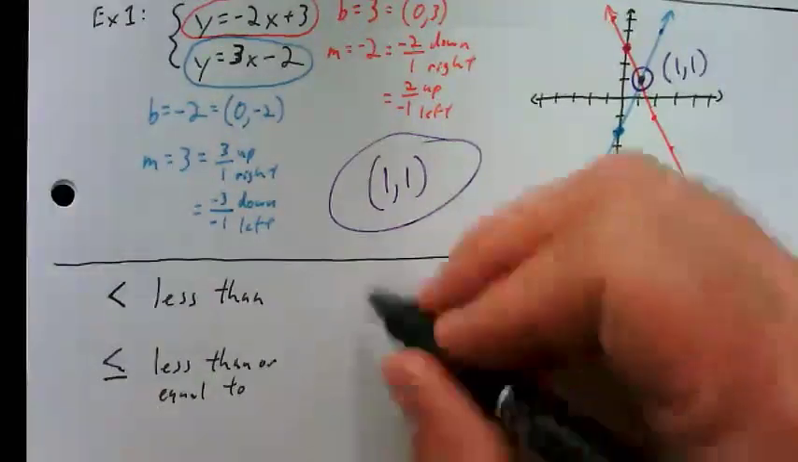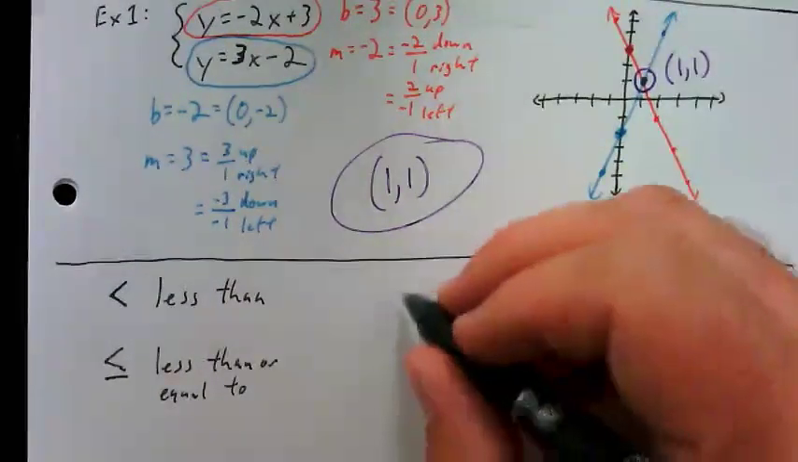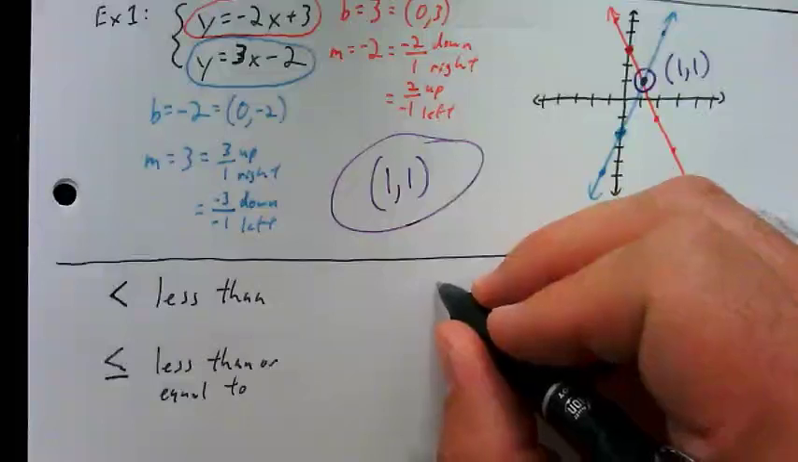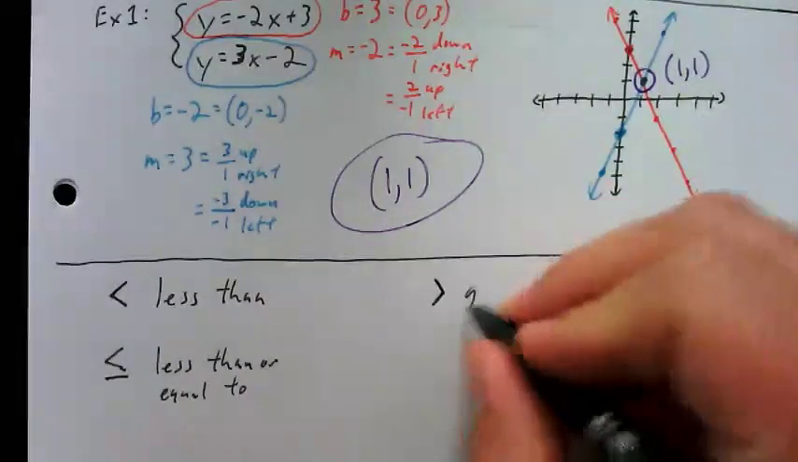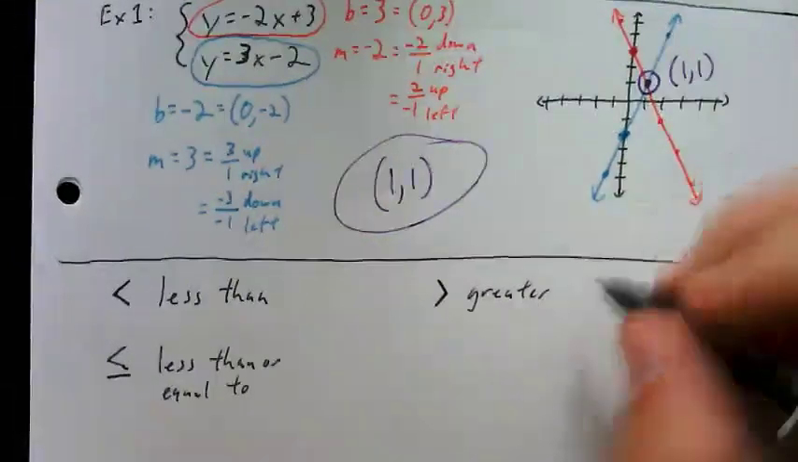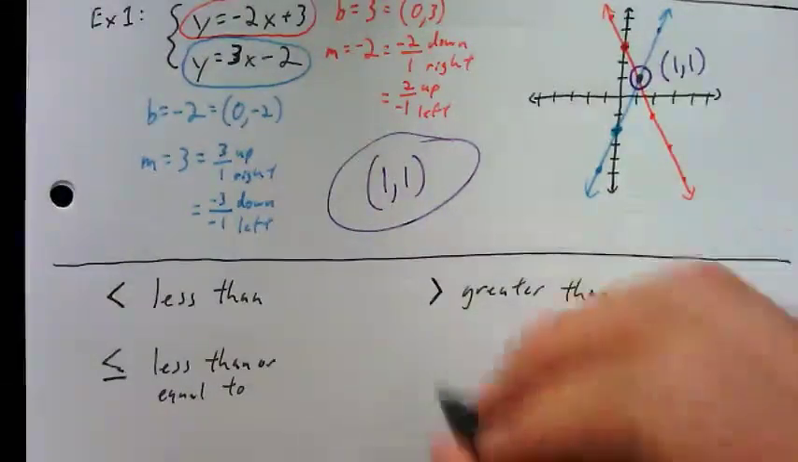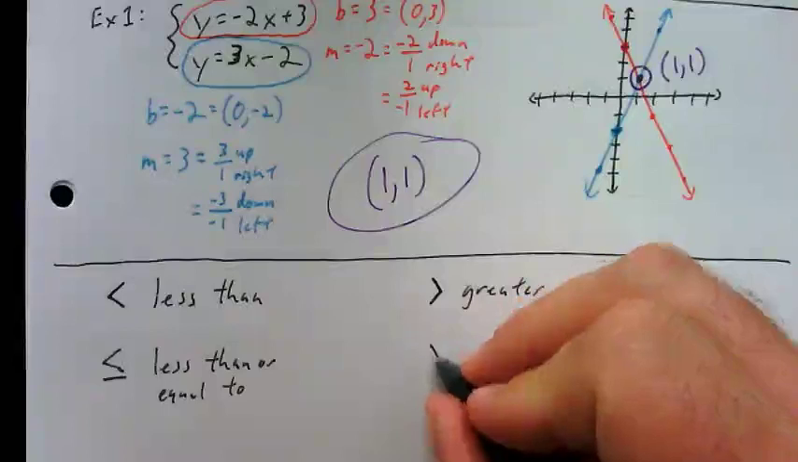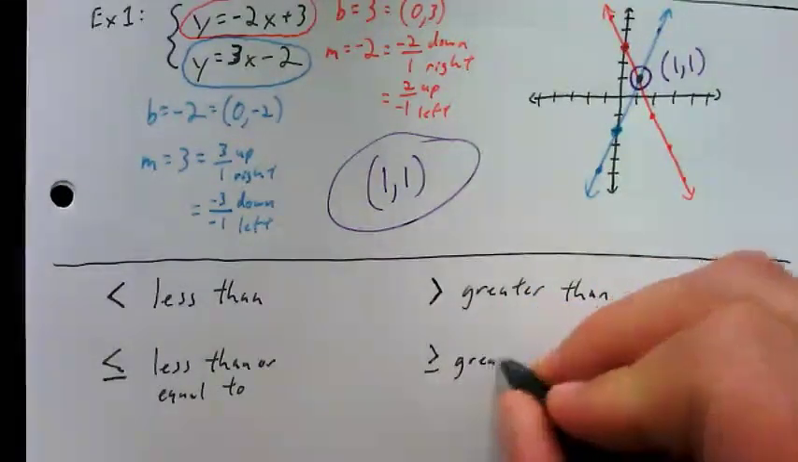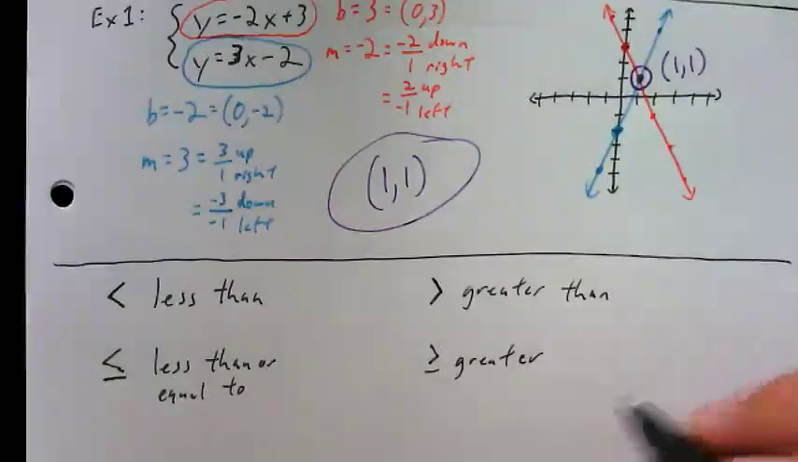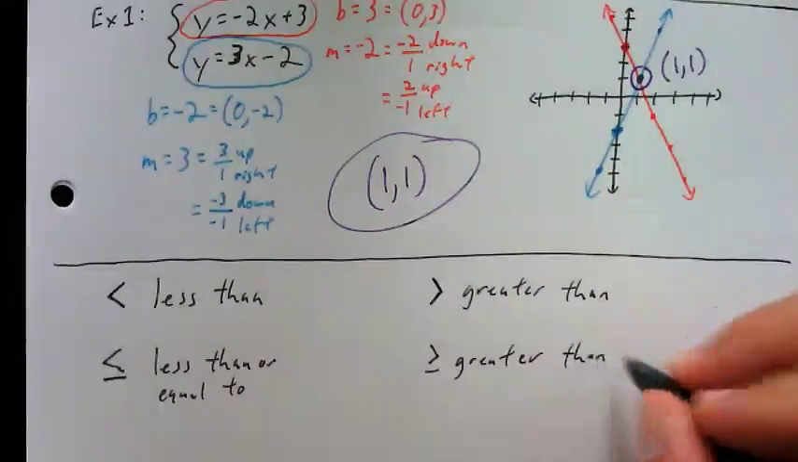Now, I'm going to leave a little space in between because I'm going to write something in between here in just a second. So now I have greater than, and then I have greater than or equal to. And I kind of line these up so that I could make kind of like a chart almost. Not.